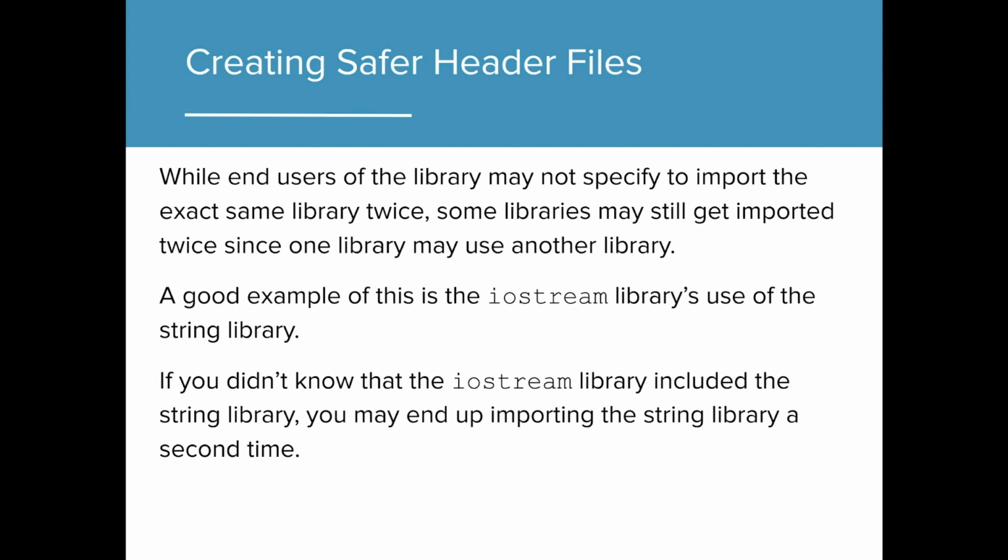While end users of the library may not specify to import the exact library twice, some libraries may still get imported twice since one library may use another library. A good example of this is the IOStream library's use of the string library. If you didn't know that the IOStream library included the string library, you may end up importing the string library a second time. Fortunately, there is a process that you can use in C++ to protect your code from multiple imports.